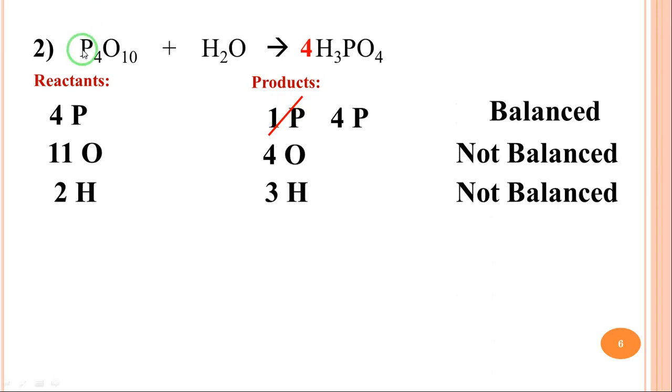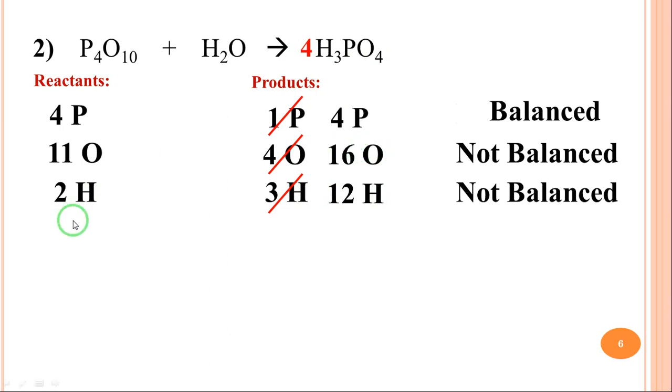Now don't forget that this added number is for the whole formula, so now you have to change the number of hydrogen and the number of oxygen atoms here in the product side. So we have 4 times 3, now we have 12 hydrogen atoms in the product side, and we have 4 times 4, we have 16 oxygen atoms now in the product side.